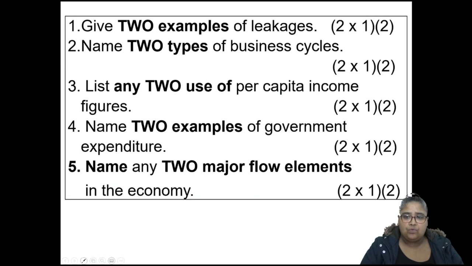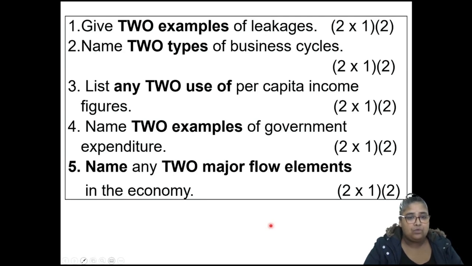I'm not going to go through all of the questions, but for example, the first one, give 2 examples of leakages. So what is a leakage? A leakage is when money leaves the circular flow. So what would be examples of those? When I pay tax on my income, that is money that makes my disposable income less, okay? So it means I won't be able to spend that money in the economy. So taxes or taxation is an example of a leakage.